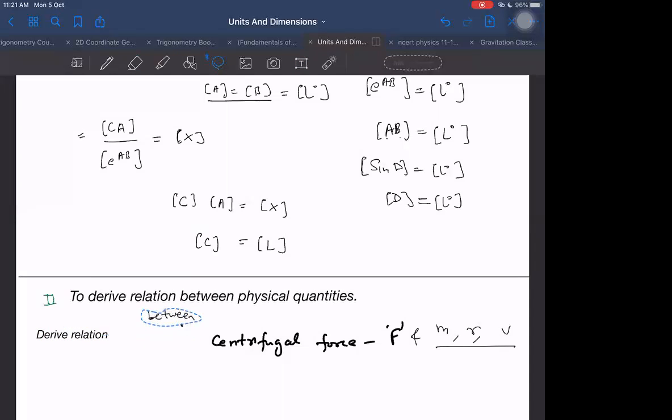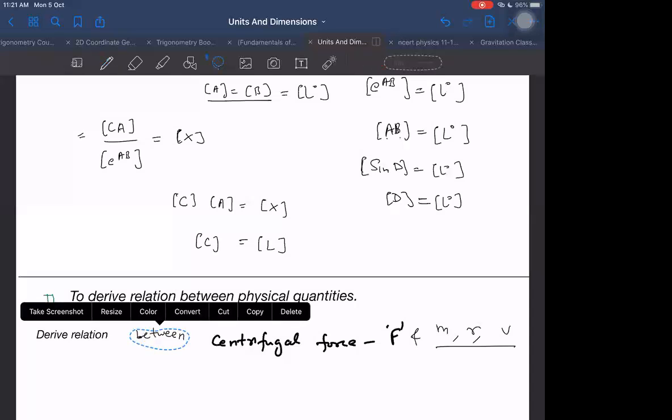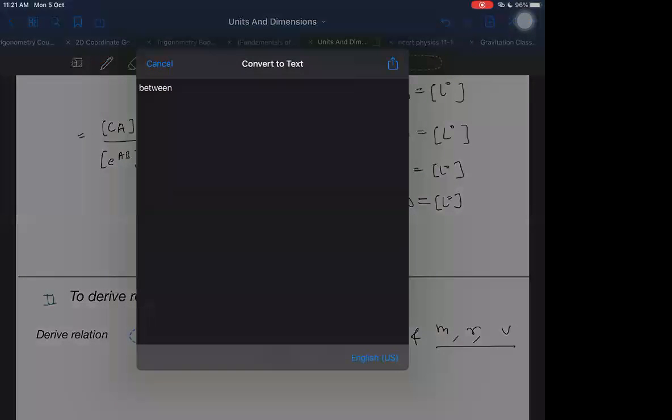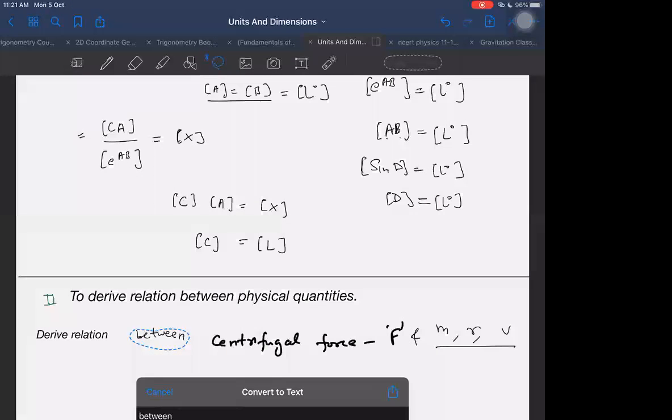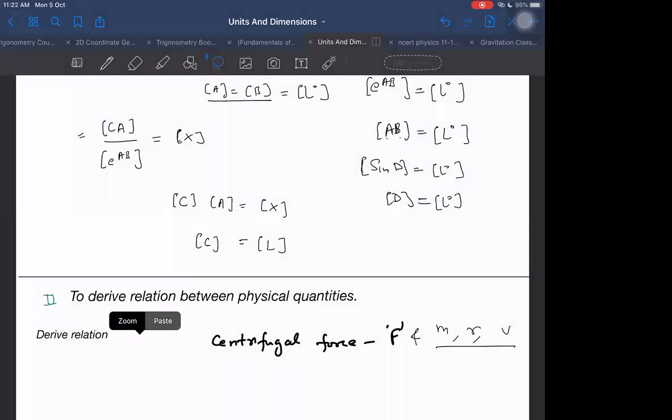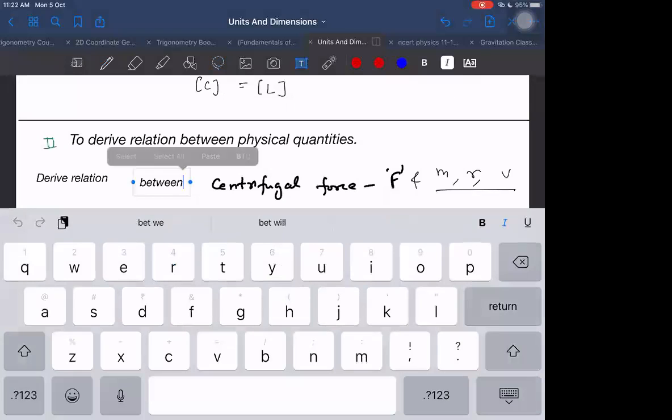Right now, I'm not able to think of some examples in which you don't already know the relation. Otherwise, I could have asked such a question. Although the time period formula you don't know right now, we will derive that later in the SHM chapter. But I'm not taking time period because that is already given in NCERT. For the time being, derive the relation between this centrifugal force and MVR.